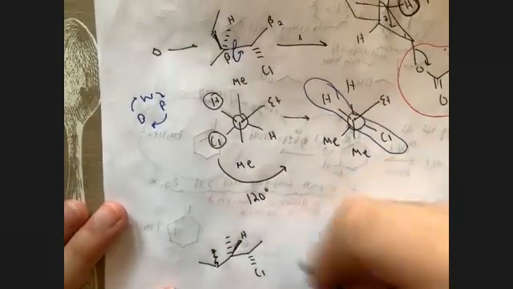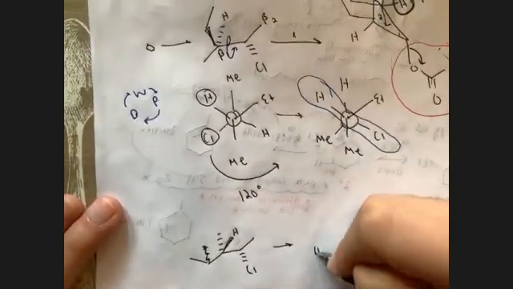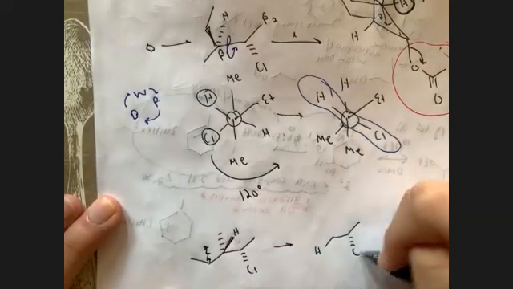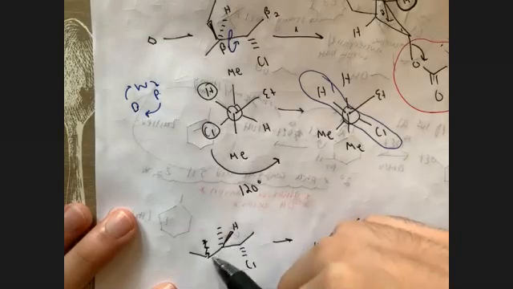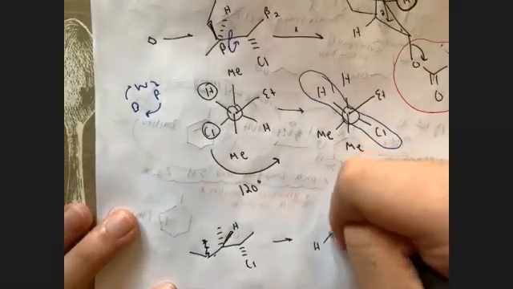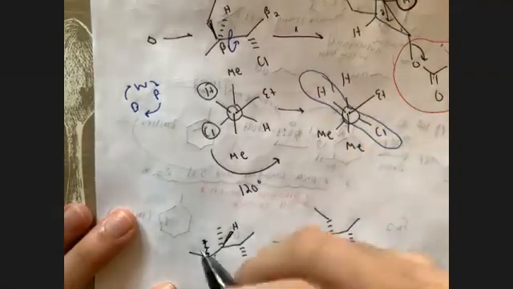So now that wedge goes to plane, okay? So let me draw it over here. That wedge goes to plane, that planar group goes to a dash, and then that dash goes to a wedge. So now we're here, okay? Let's draw a Newman with this new configuration just to make sure that I got what I needed, okay?